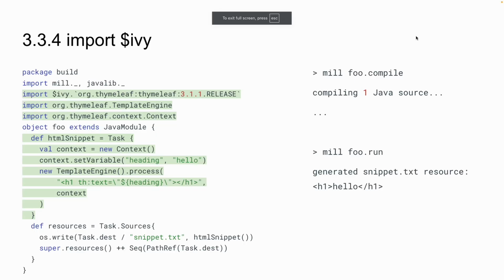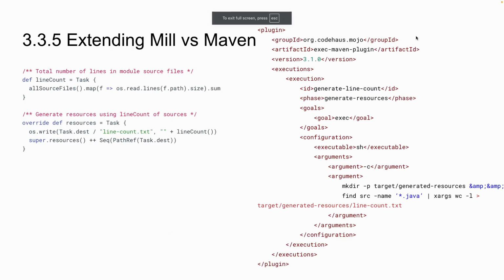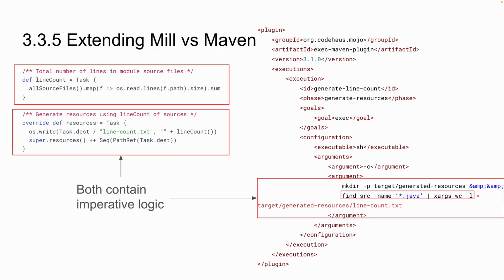So back to slides. Okay, this is the example we saw. So just to compare this extension model of Mill versus the existing build tools, the first thing you realize is that they actually are very similar. They contain the same information, and the Maven example does have imperative logic in it. So just because I take my bash script and wrap it in a bunch of XML doesn't make it a declarative bash script. It's just an imperative bash script wrapped in XML.